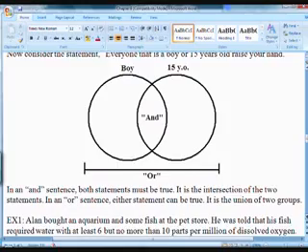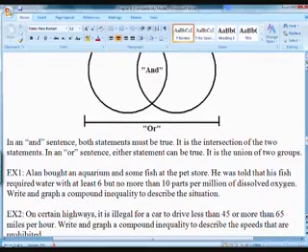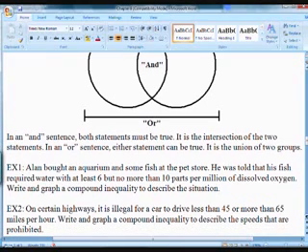But scrolling on down. It says in an "and" sentence, both statements must be true. It is the intersection of the two groups, the middle. In an "or" statement, either statement can be true. It is the union of the two groups, both groups put together.